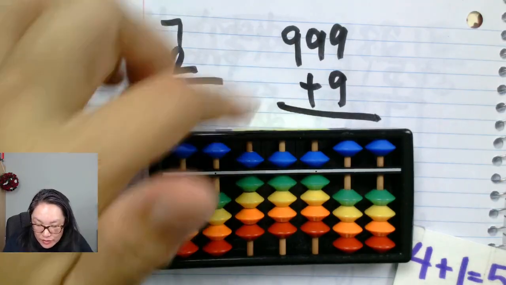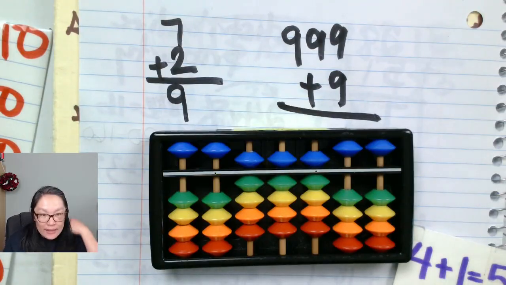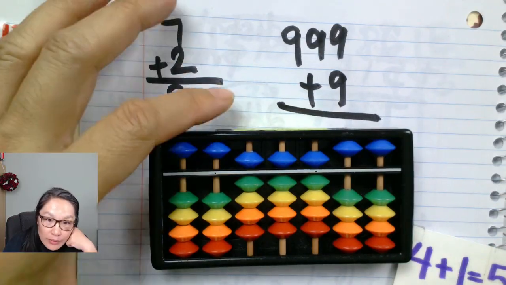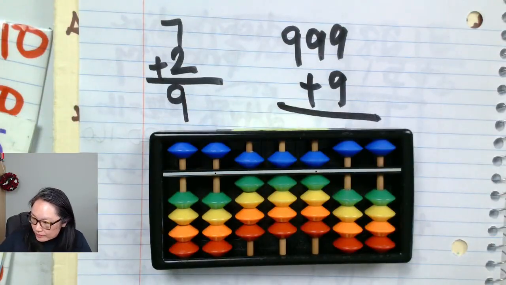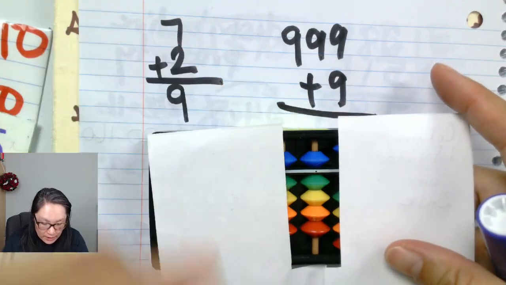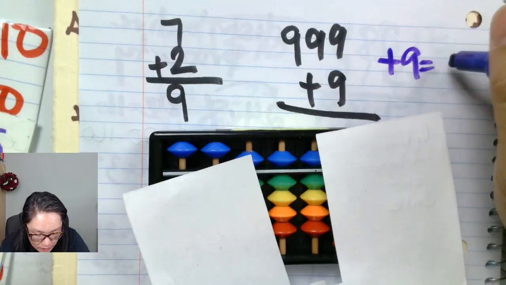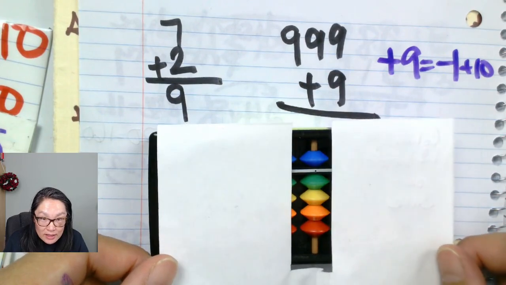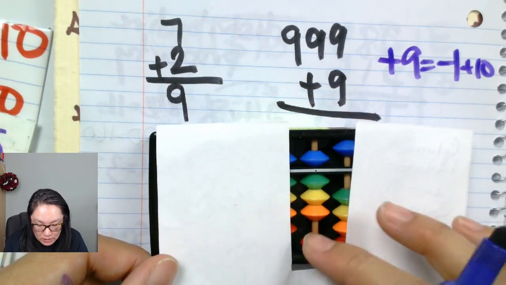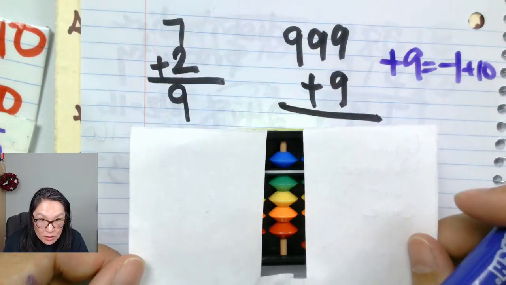But the reason why we do this is to practice the 2-step. There's many ways to add, right? There's many, many ways. But what I'm just showing you is how to do it on the abacus. So here we know what? When we want to add 9, what is plus 9? Plus 9 is equal to minus the 1 plus the 10. So I'm going to minus the 1, and I want to plus the 10.